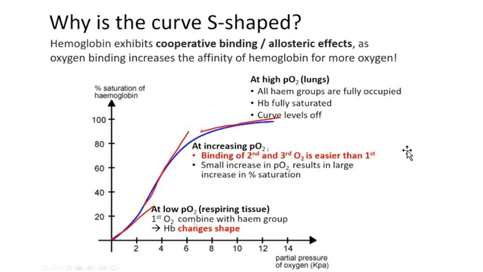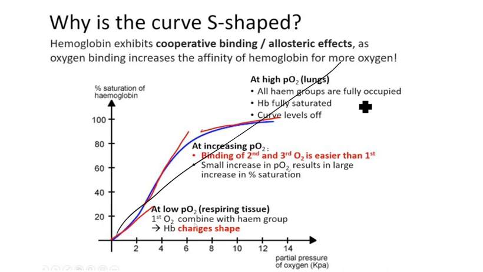Now, when you look at the graph, like I told you, this is an S-shaped graph, where S stands for sigmoid. Now, the question is, why is it not a straight line graph? Why didn't the line go straight? Why did it curve?